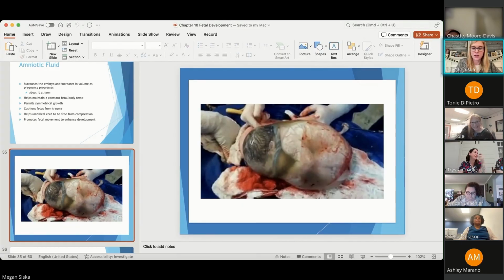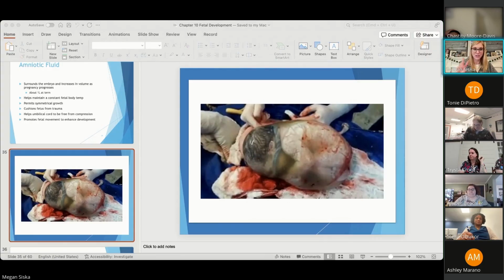No, you're fine. So this picture here is what's called an en caul birth, which means that the baby was born in their amniotic sac, so it never ruptured. This happens very rarely, but every once in a while. I've got to see this twice in my career as a labor and delivery nurse, and it's just such a cool thing to see.